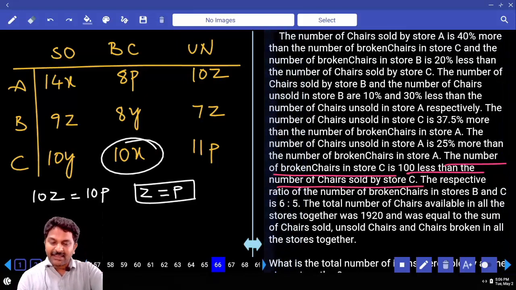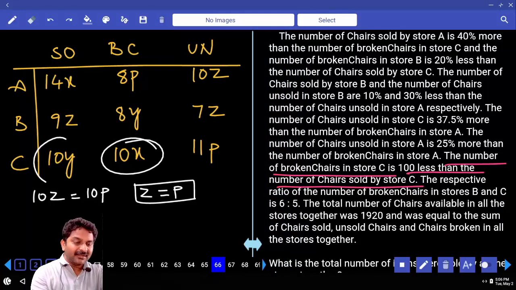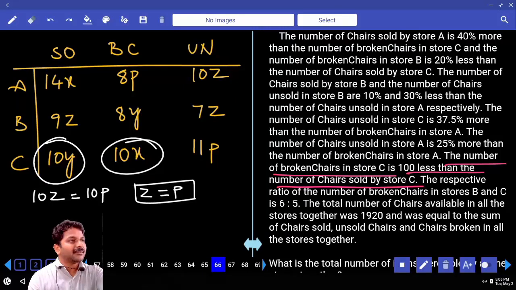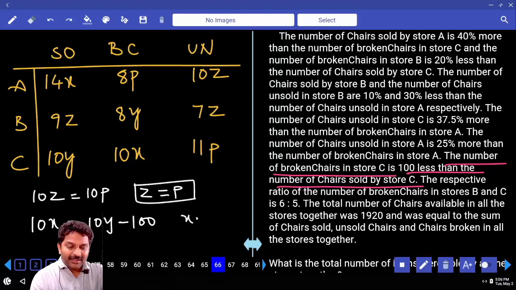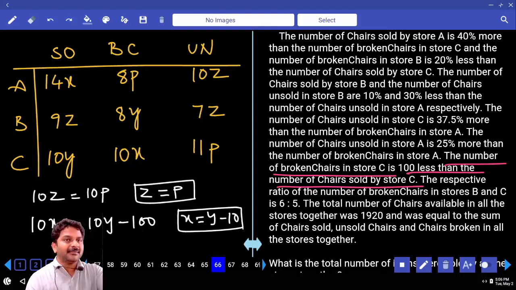The number of broken chairs in store C, 10x, is 100 less than the number of chairs sold by store C. So which is more? X more or Y more? Broken chairs are fewer, sold items more. That means 10x is equal to 10y minus 100. From this we can say x is equal to y minus 10. I just took 10 common.